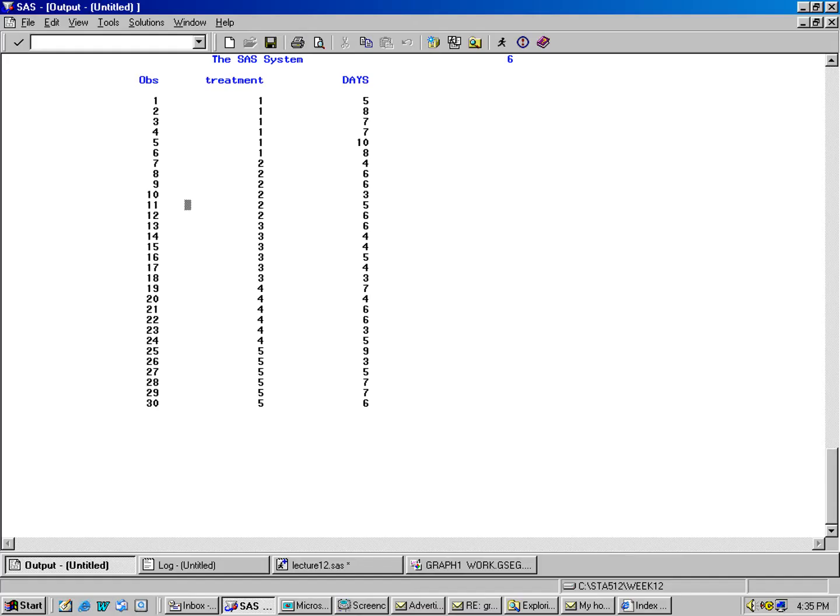All right, so for those of you that want to play along at home, here's what the actual data set looks like. So you can see we have 30 patients. First 6 patients were assigned treatment 1, the placebo. Next 6 patients were assigned treatment 2, and so on. And for each patient, we recorded exactly how long it took until their fever blisters went away.